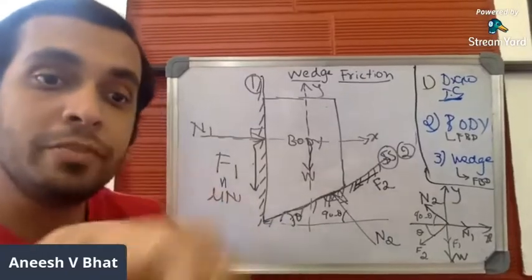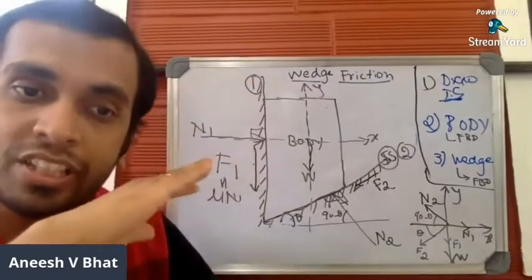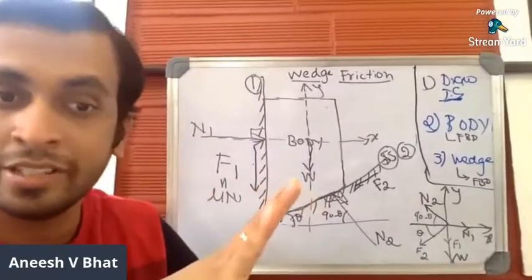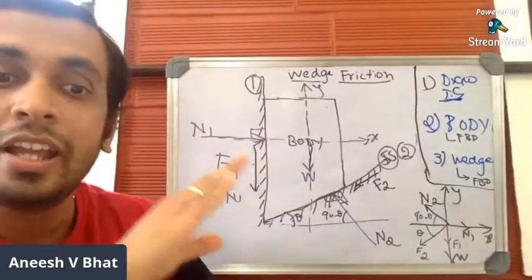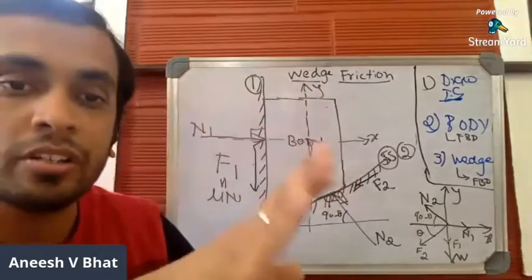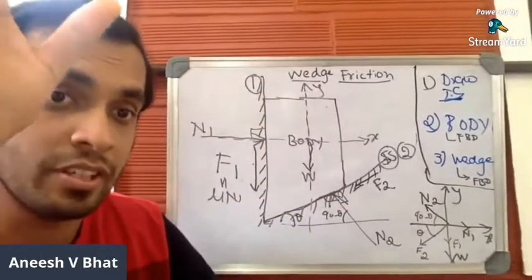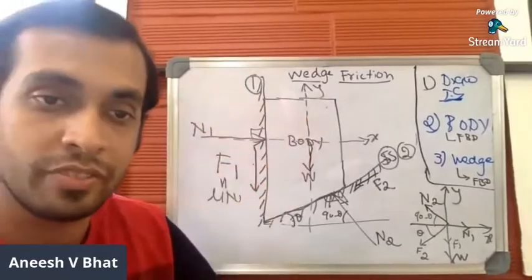Remember one point: in the previous set of numericals, we drew the coordinates such that the x-axis should always be parallel to the surface. But here in wedge friction, it's not the case. We will not consider any condition to draw the coordinates. Coordinates should be drawn straight, irrespective of any of the surfaces. It should not depend on any of the surfaces.